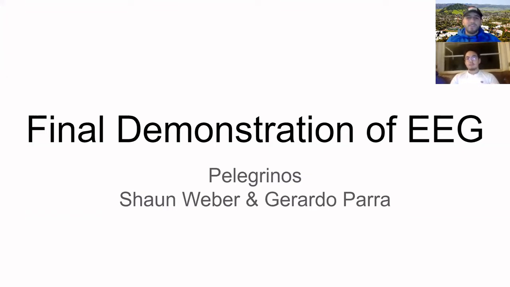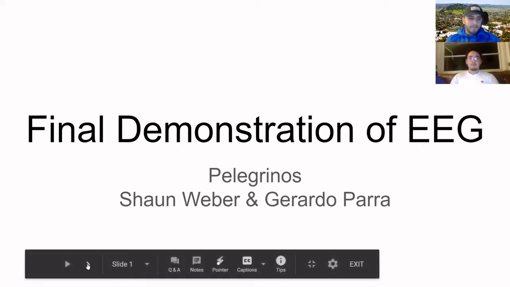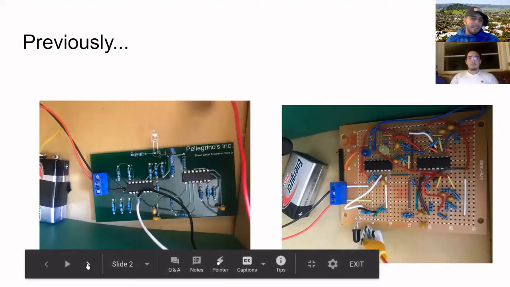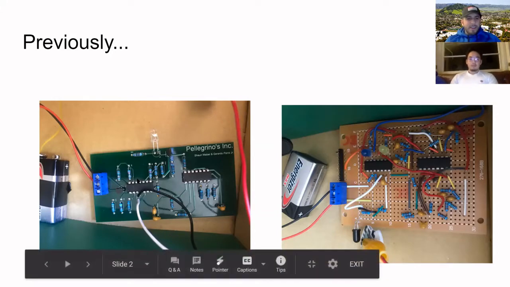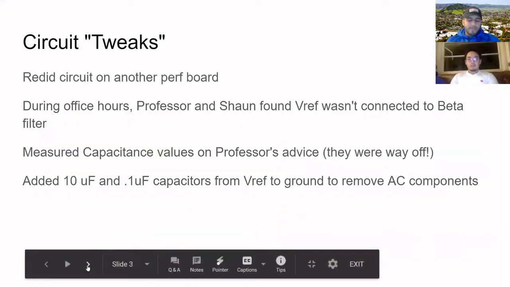This is our final demonstration of the EEG. In last week's lab meeting, we demonstrated the end-to-end functionality of our EEG. We got our alpha filter to work as expected, but our beta filter was not, and some tweaks were necessary to get that working fully. On the left-hand side, we have our head unit, and on the right-hand side is our base unit. And Shaun will go over some of the tweaks we made.